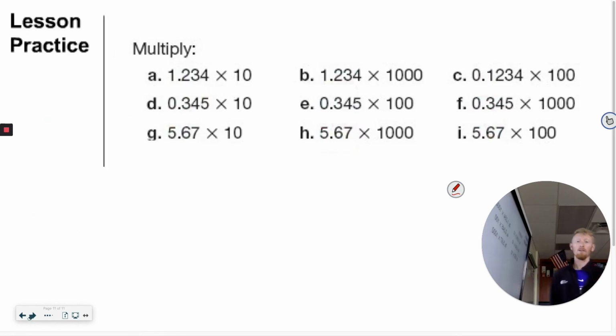All right, here's your lesson practice. That is part of your assignment. Remember, all you're doing is moving those decimals over to the right by however many zeros you see.